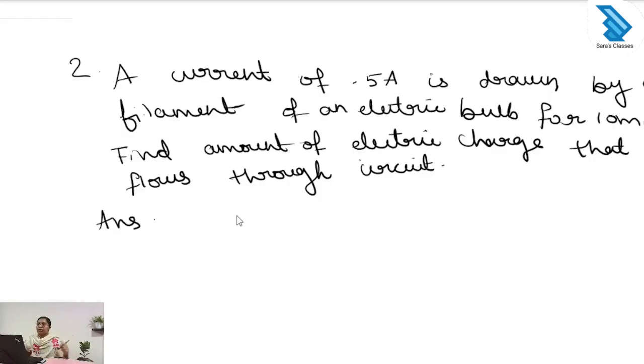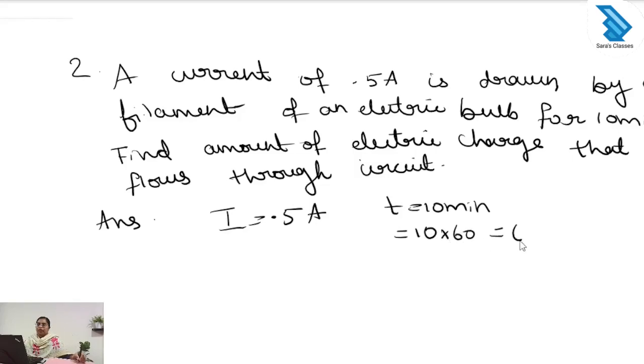The second question: a current of 0.5 ampere is drawn by a filament of an electric bulb for 10 minutes. Find the amount of electric charge that flows through the circuit. The current is given as 0.5 ampere and the time is given as 10 minutes. We have to convert this minute into seconds, so multiply with 60, which gives 600 seconds.